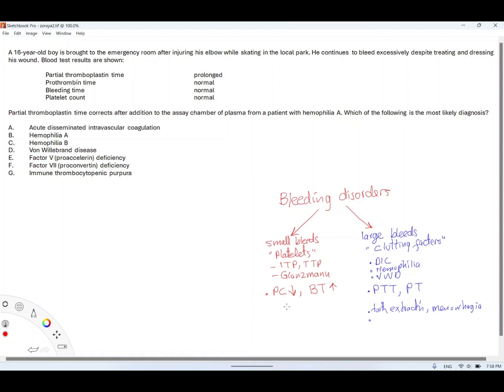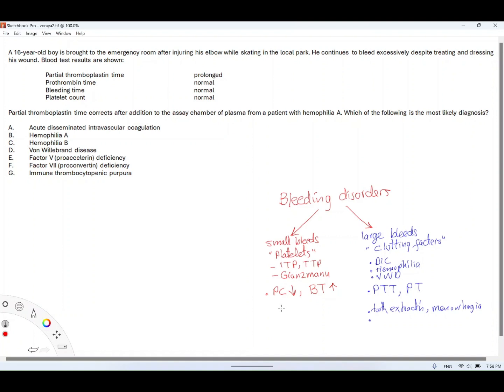Platelet count of 150 to 450 is normal. Platelet count less than 150 is considered thrombocytopenia, or abnormal. It's usually not clinically significant until less than 100. Less than 50 is an emergency, and you have to give them a platelet transfusion.